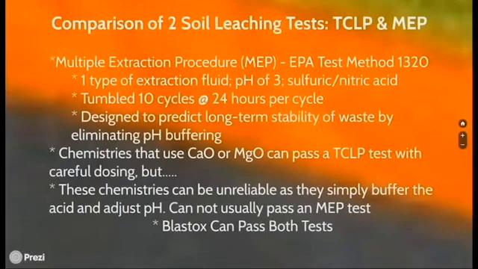Our extensive experience with this is that by the third or fourth extraction, if you're simply adding a pH buffering material, you're going to eliminate that pH buffering material. And if there's nothing else keeping the material from going into solution, then what you're going to have is a potential future leaching condition. So the third bullet point here is very important, because this test was designed by EPA to predict the long-term stability of waste by eliminating the pH buffering.